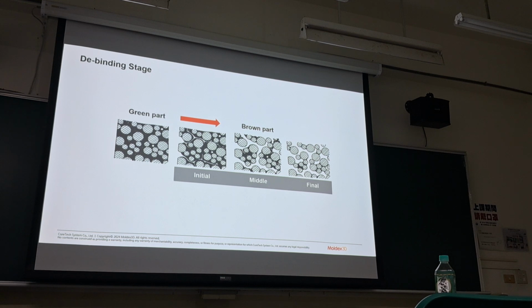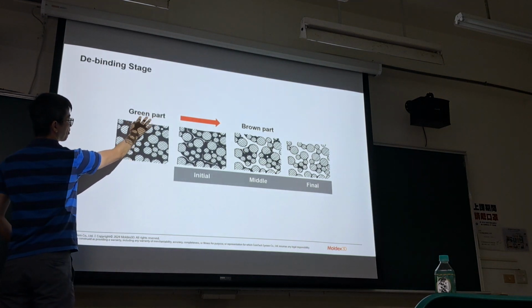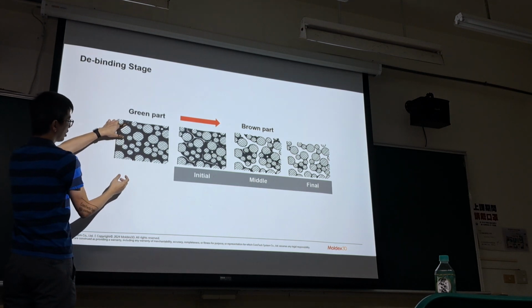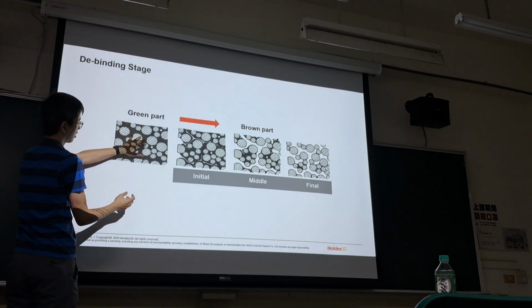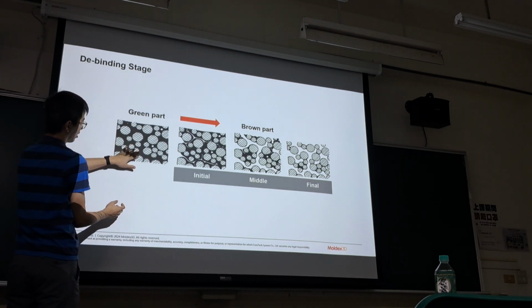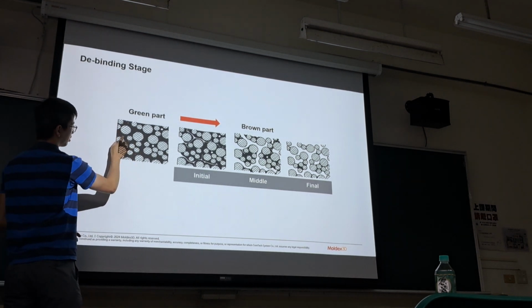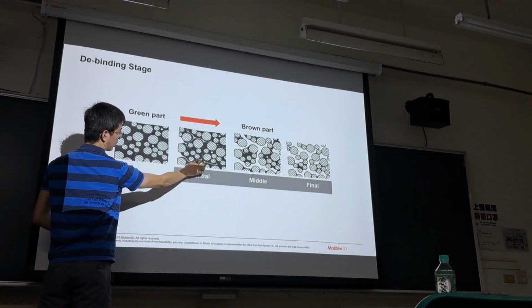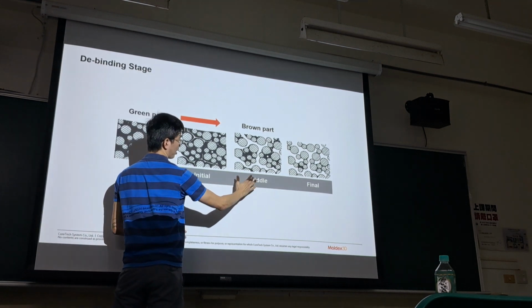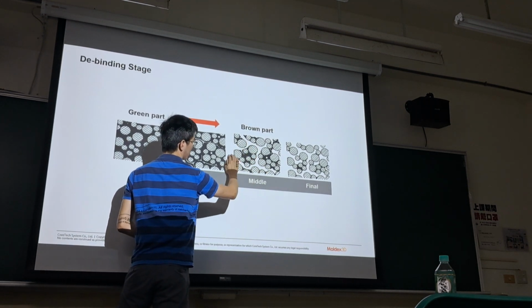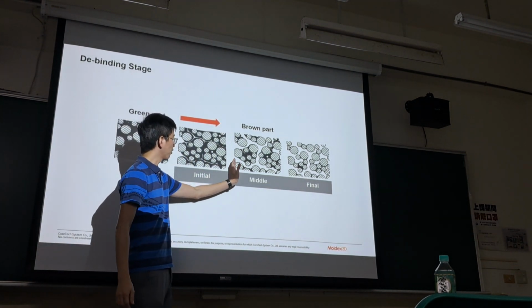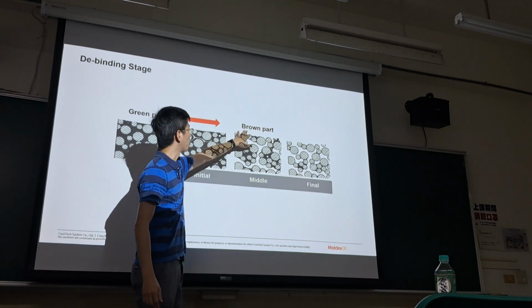And then we can take a look at the binder state. Again, for the green part, we just take it out from the injection mold. We still have a lot of binder, which is shown in black. And then we try to remove the binder. Initially we remove a little bit, and then we keep going, removing most of the binder. And this is the final. So after that, we can say this is a brown part.